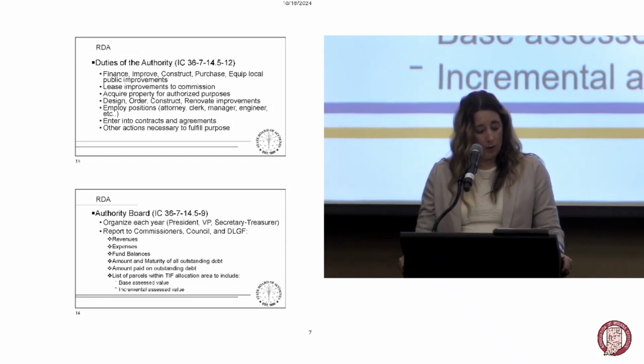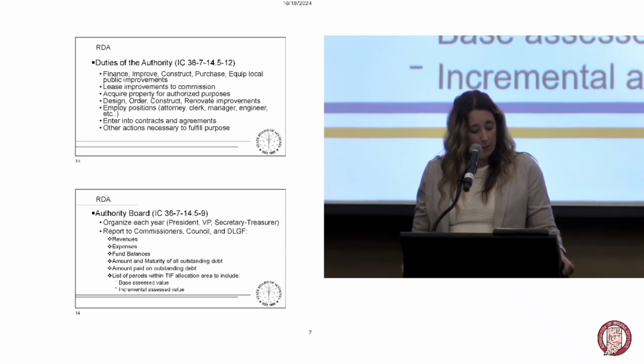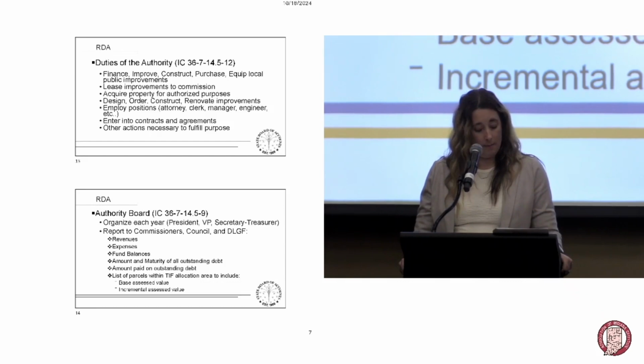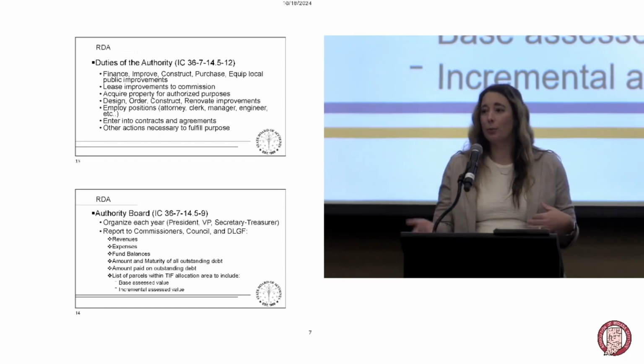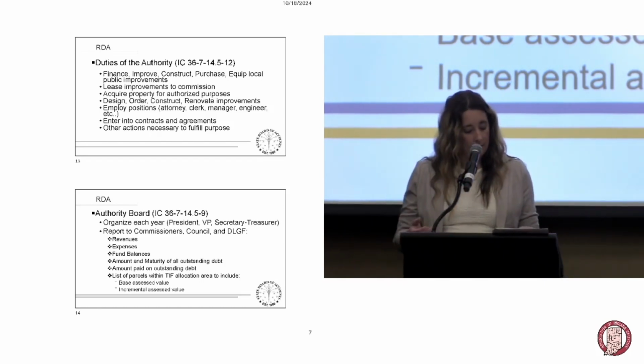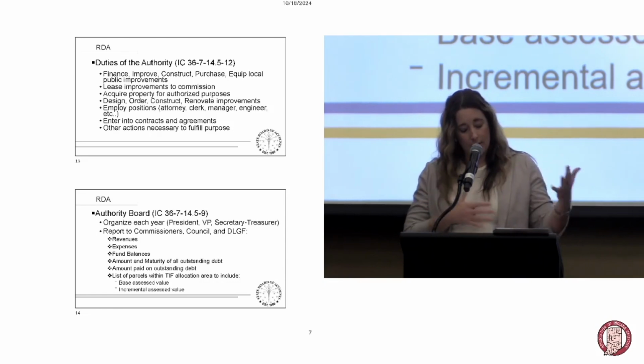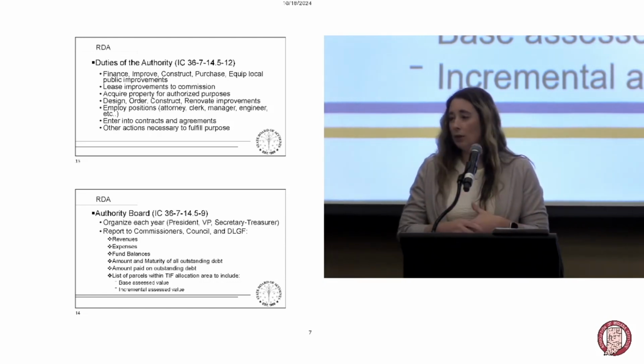The authority board goes into a little bit more detail in 36.714.5.9. It talks about what the board is supposed to do every year. So they have to hold an organizational meeting like your other boards, right? They're going to select their president, vice president, secretary, treasurer, those things. They can elect to have an assistant secretary treasurer. And one of the other things that the secretary treasurer would have to do is report annually to the board.